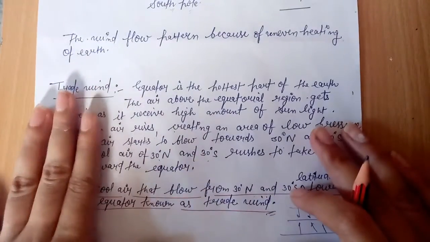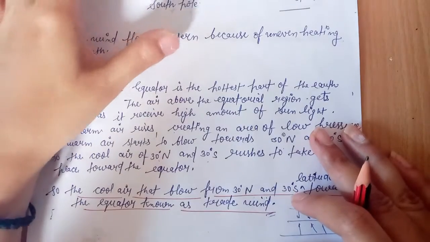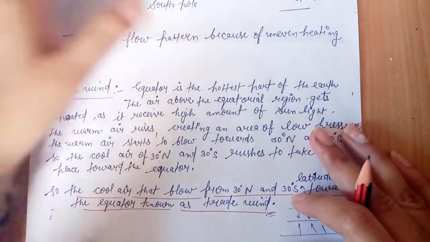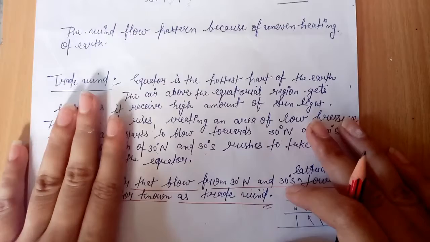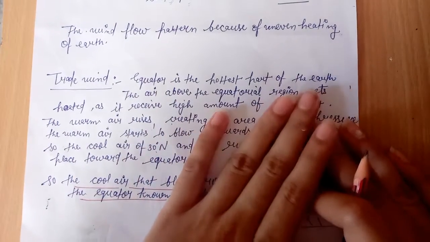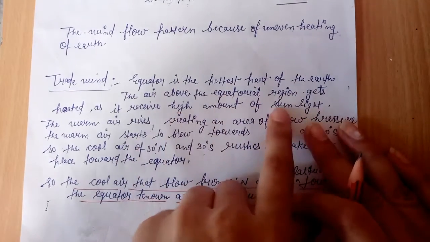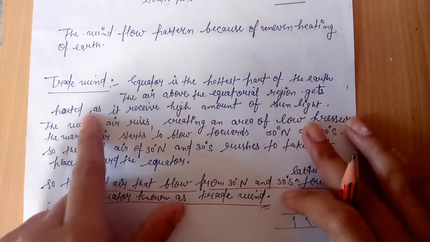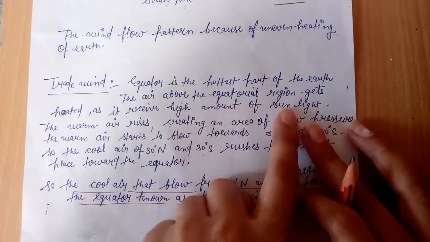And here are the theories that I have told you about: the trade winds, polar winds and westerlies. Trade wind. What is trade wind? The equator is the hottest part of the earth. The air about the equatorial region gets heated as it receives a high amount of sunlight.